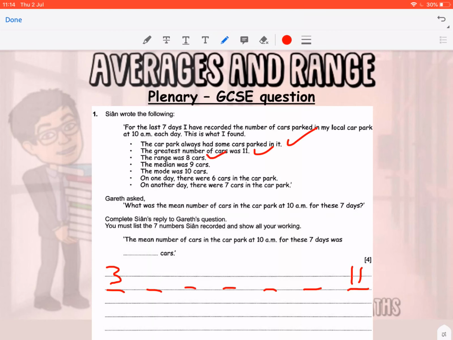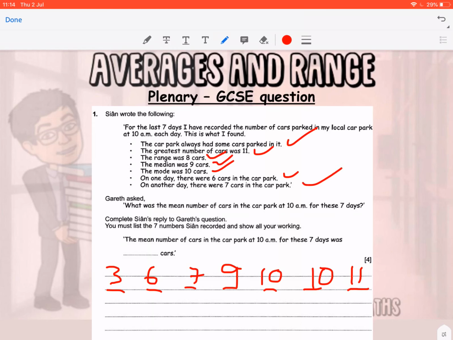The median was 9. Well, I've got 7 numbers, so I know that's an easy one to fill in. I can put 9 by there. The mode was 10. What that means is 10 would have to go between 9 and 11, and if that's the mode, it'd have to be more than one of those, so there are going to have to be 2 10s there. One day there was 6, another day there was 7. 6 there, 7 there. Cool, we've got our 7 days filled in of the number of cars.